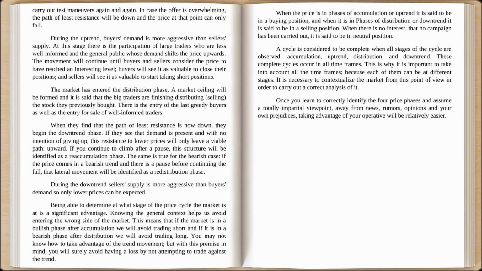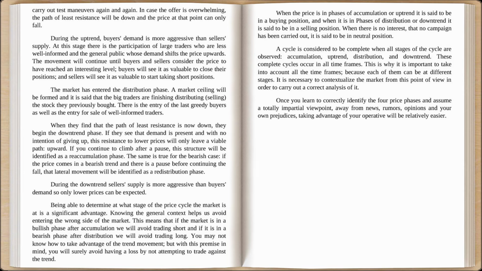Being able to determine at what stage of the price cycle the market is at is a significant advantage. Knowing the general context helps us avoid entering the wrong side of the market. This means that if the market is in a bullish phase after accumulation, we will avoid trading short, and if it is in a bearish phase after distribution, we will avoid trading long. You may not know how to take advantage of the trend movement, but with this premise in mind, you will surely avoid having a loss by not attempting to trade against the trend.